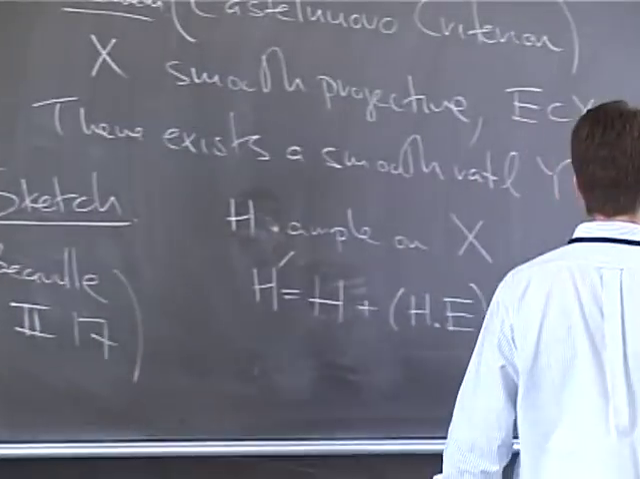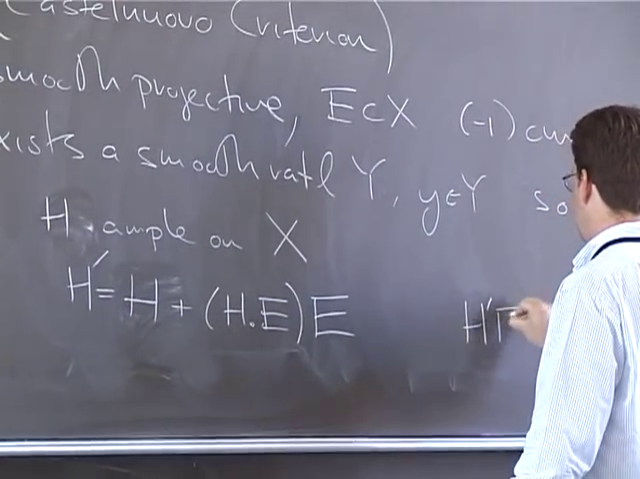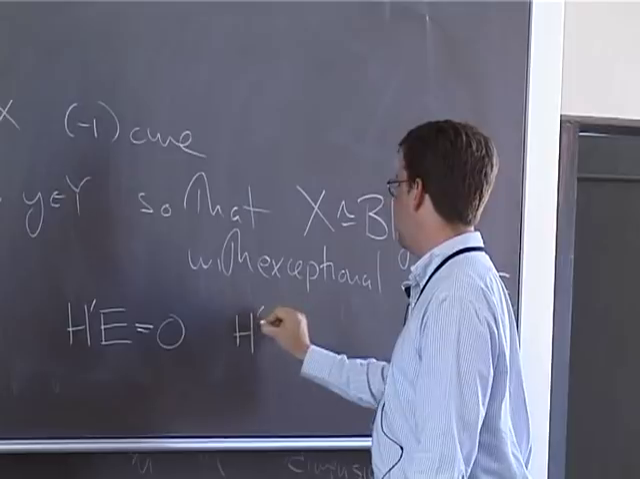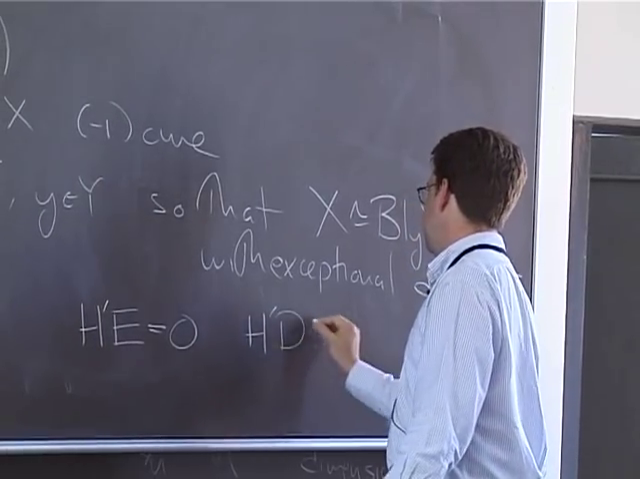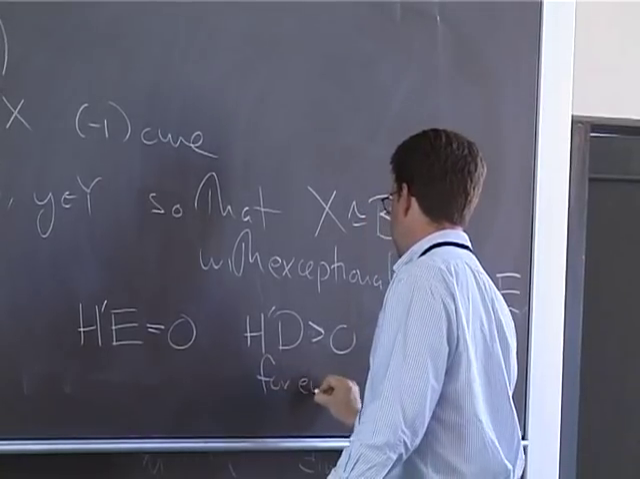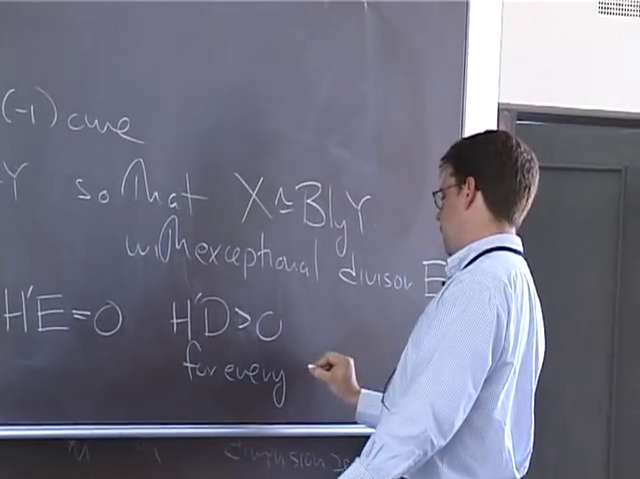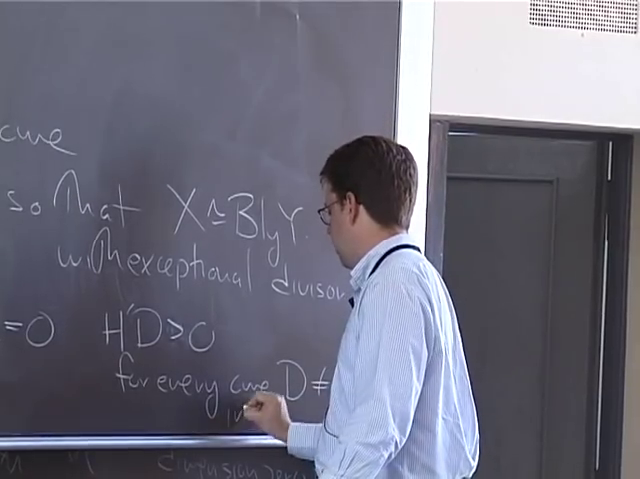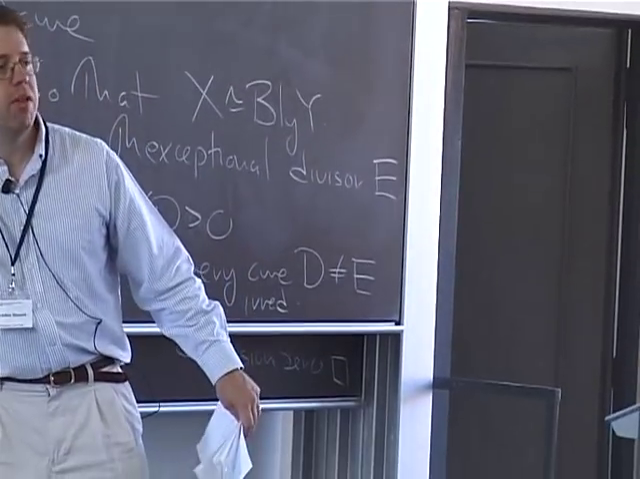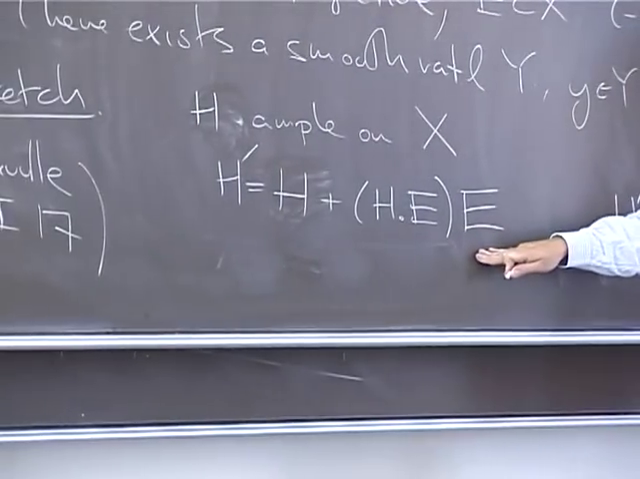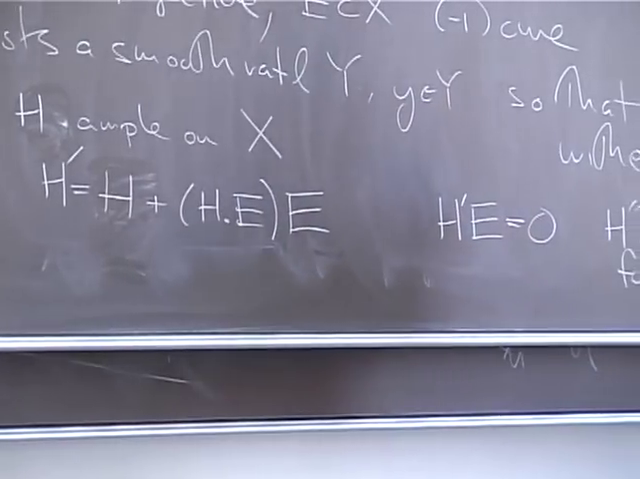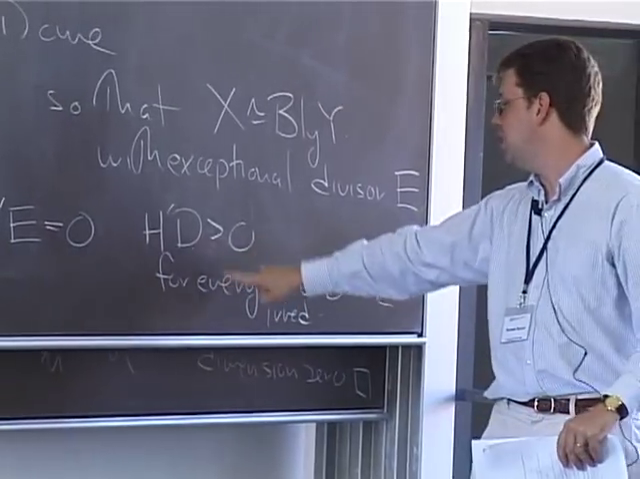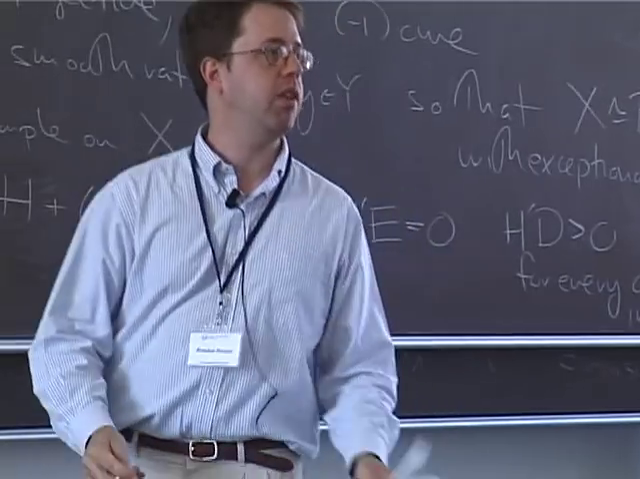The thing that we should see about this is that if I take H and I intersect it with E, this is equal to 0, but H.D is positive for each curve D not equal to E. So we know that H meets every curve not E positively, because any two effective divisors with distinct supports intersect positively. So this is almost ample in some sense.